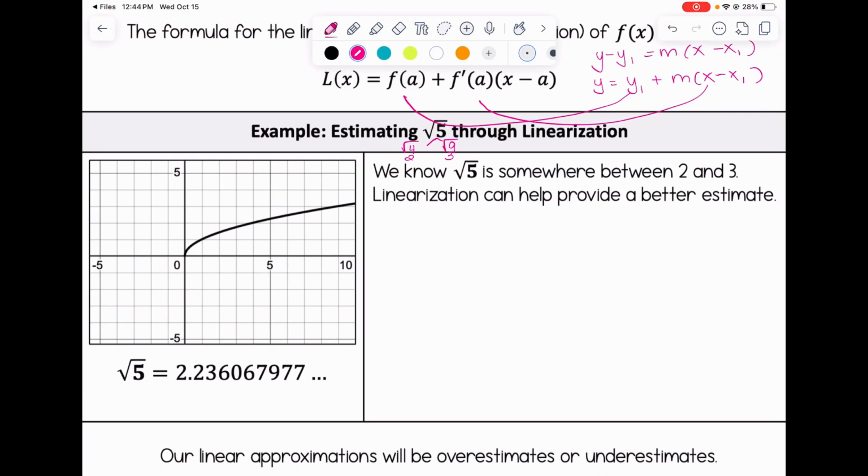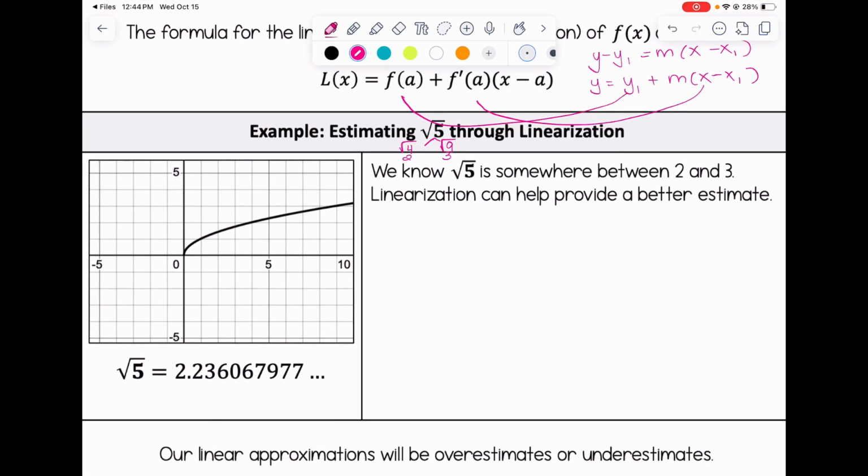Okay. So first, let's think about what function we're referring to here. We're looking at the function f(x) = square root of x. And we want to pick a value that's close to 5, something that we can work with comfortably and actually get an answer. Before, I talked about the idea of using 4 and 9 to help us estimate. I'm going to use the value of 4 in this example since that is closer to 5. So I'm going to make a equal 4 in this problem.